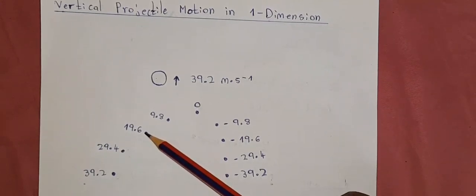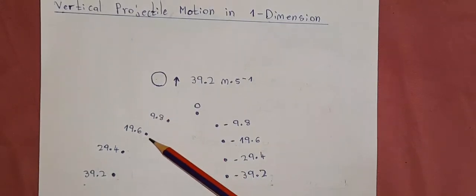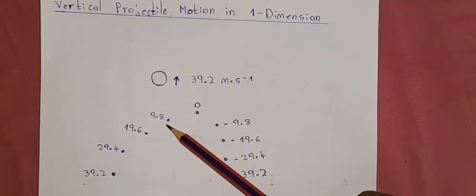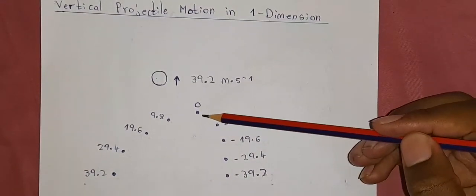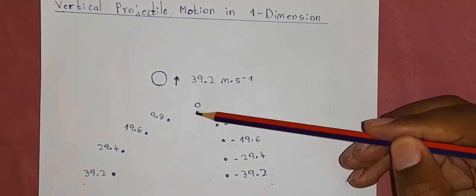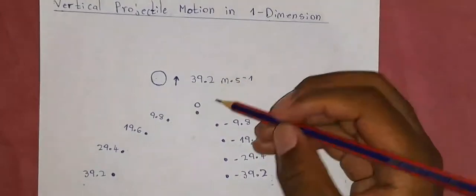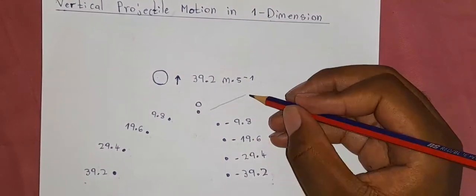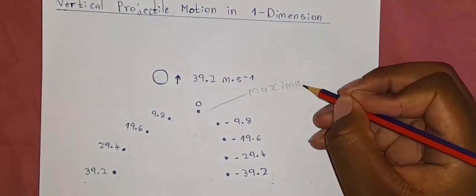After 2 seconds, it has a velocity of 19.6 meters per second. After the third second, it had a velocity of 9.8 meters per second. And when it reaches its maximum height, it has a velocity of 0. This is where it reaches its maximum height.